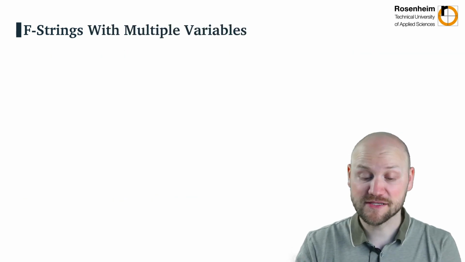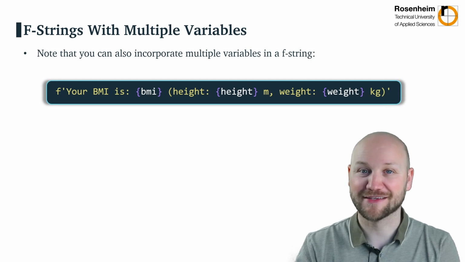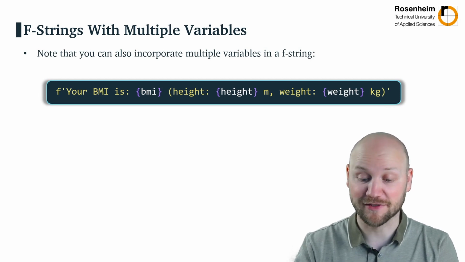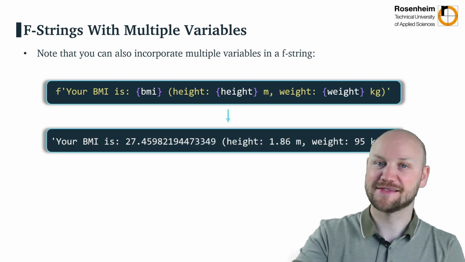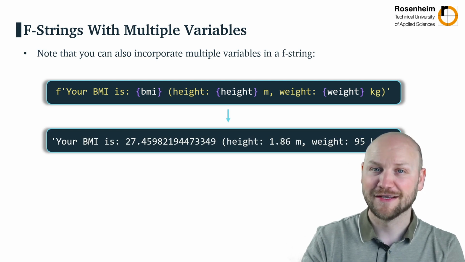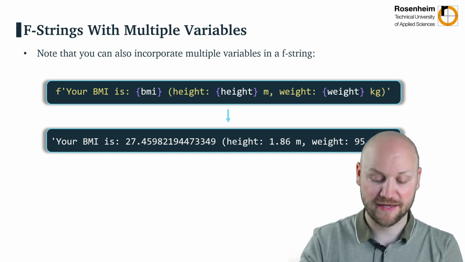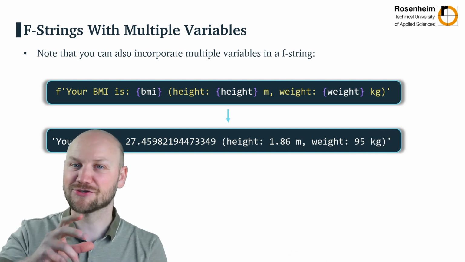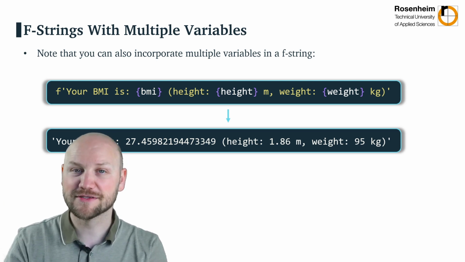But before doing this, we have another look at an f-string that holds more than one variable. In this case, it's actually 3 variables. And this then leads to the following output. Your BMI is, and then we have our long number, that is the result of a division leading to a float. Then we have the height 1.86. That is actually not showing all the zeros that come after the 6. That's great. We don't need to format this, and the integer, of course, is also shown without many digits.